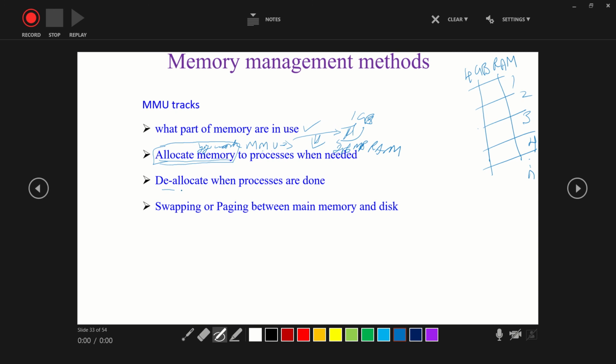Next, deallocation when the processes are done. If a process is over, you can allot the memory for process 1, process 2, process 3 up to process n. If processes 2 and 3 are over, this space is again announced as free space. That is very important. Next one is swapping or paging between the memory and the disk.